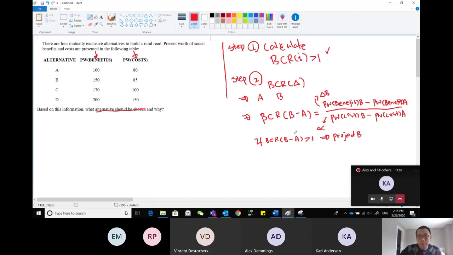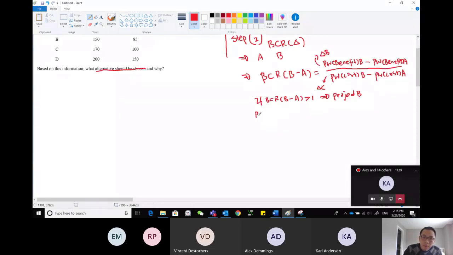Okay. The reason for that is if our BCR of B minus A is bigger than 1, that leads to the situation where our PW benefits of B minus PW cost of B is bigger than PW benefits of A minus PW cost of A. So this is basically the benefits minus the cost of project B, right?